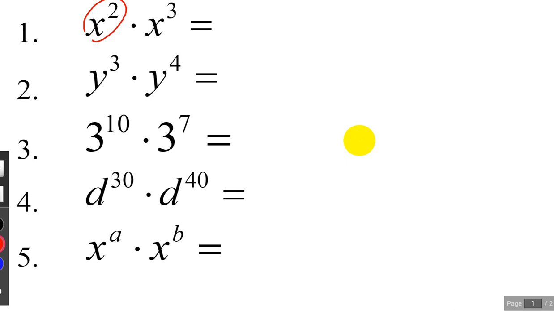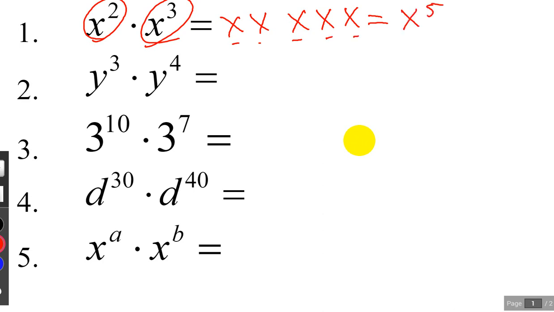So x to the second means x times x. X to the third means x times x times x, 3 times. That's what the 3 means there. So that's a grand total of 1, 2, 3, 4, 5. X to the fifth.